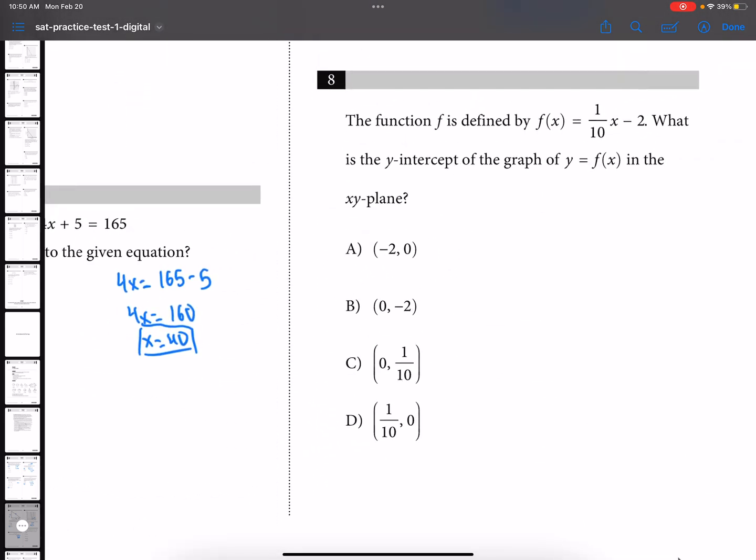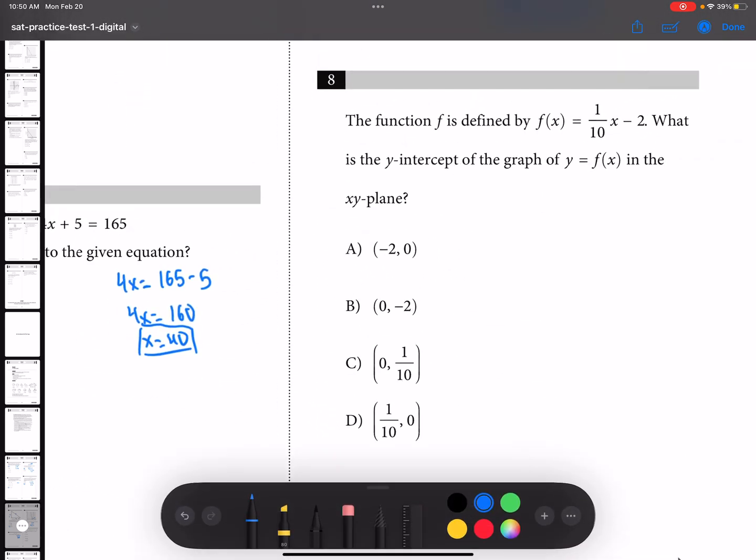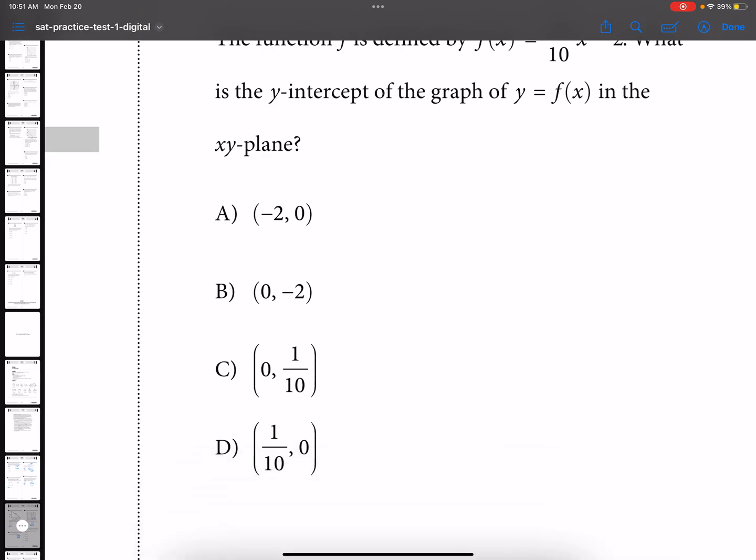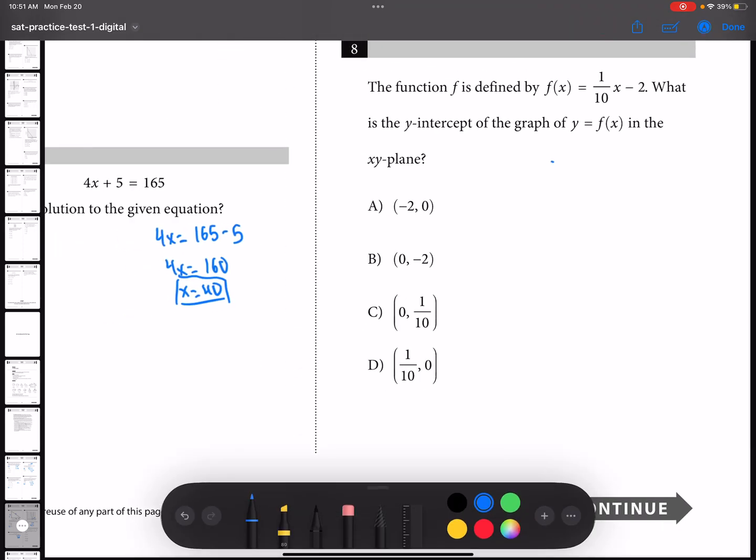Number 8, the function f is defined by this. What is the y-intercept of the graph? Y is equal to f of x in the xy plane. Okay, so this is basically f of x is also known as y. So that means y is equal to 1 over 10 x minus 2. And in this case, this is our y-intercept, which means 0, negative 2. So that means B is our answer.